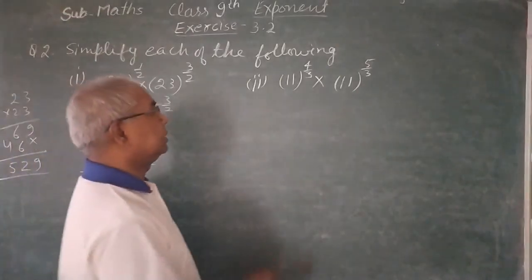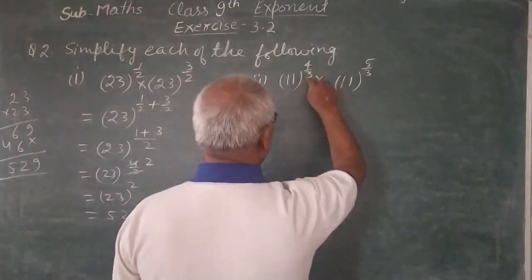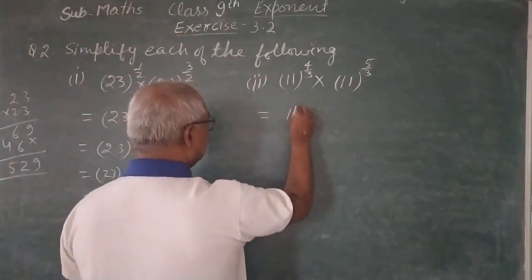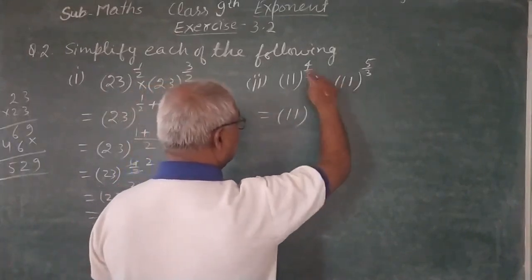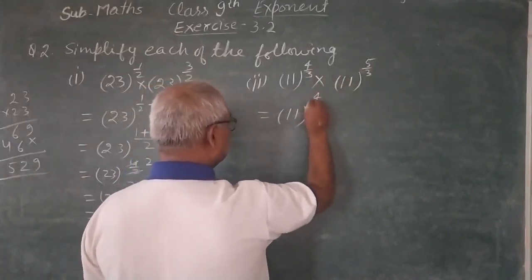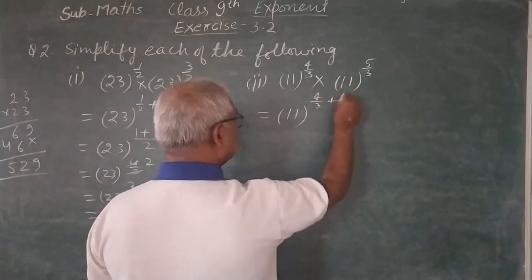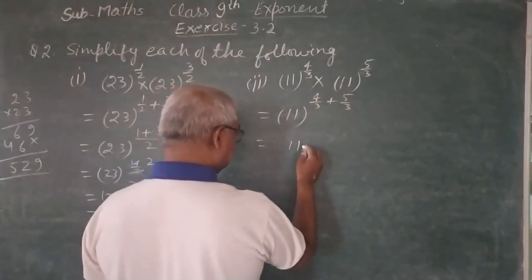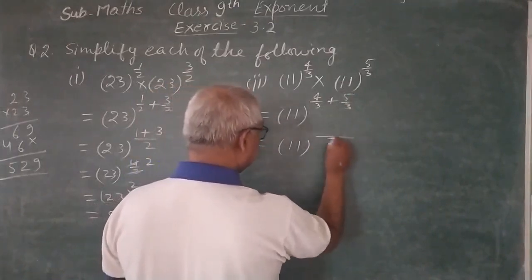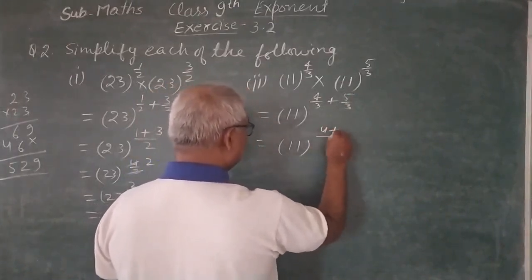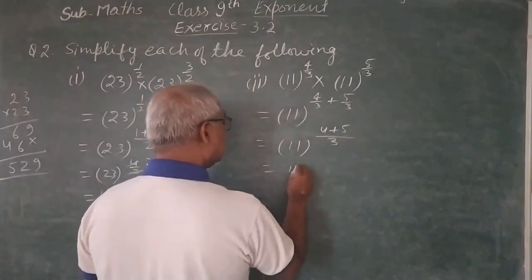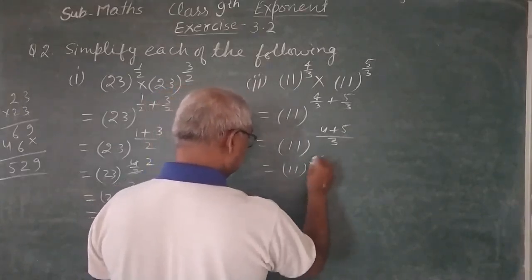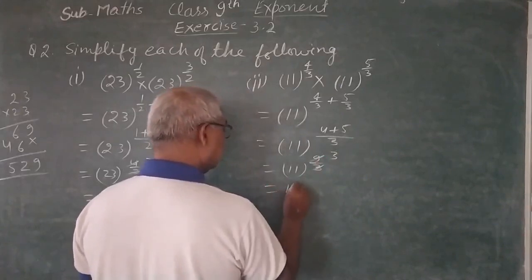What about the second part? It is 11 to the power 4 by 3 into 11 to the power 5 by 3. So how can we write this? 11 to the power, the base is the same, so the powers will add. So 4 upon 3 plus 5 upon 3. 11 to the power, taking the LCM as 3, 4 plus 5, that is 9. So 11 to the power 9 upon 3. 9 divided by 3 is 3, so it is 11 to the power 3.